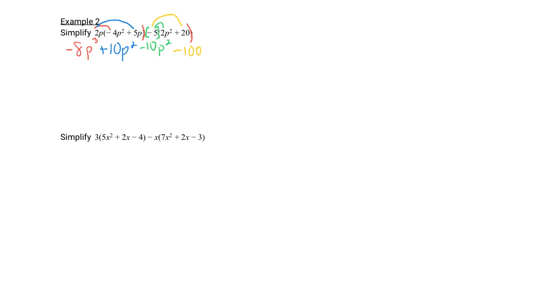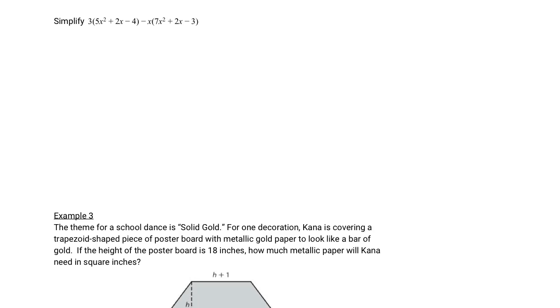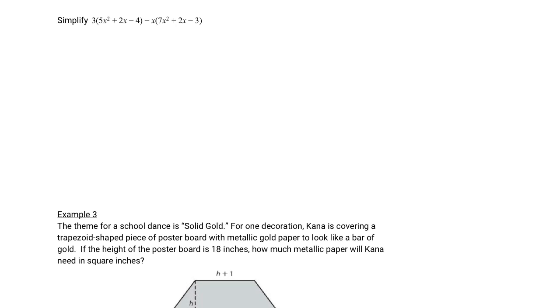Now we're not quite done here. We have to look and see if we can combine any like terms, and we can. We have these two 10p squareds that we can put together. So plus 10p squared minus 10p squared cancels out. That's 0. So all we're left with is negative 8p cubed minus 100. Okay, again, pretty straightforward. Try the next one all on your own.